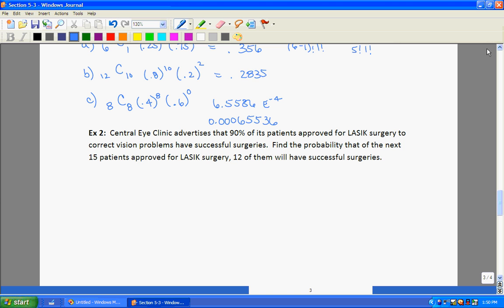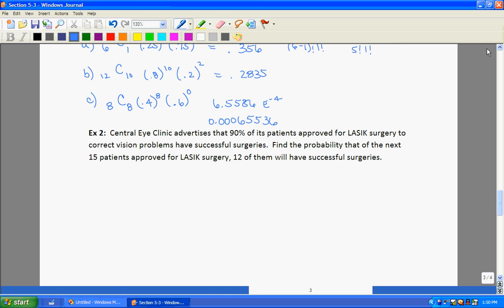Are the trials independent? Well, one patient's success with the surgery is completely independent, has nothing to do with another patient's surgery. So we know that they're independent. Are there only 2 possible outcomes? Yes, either the surgery is successful or it's not, so that fits.